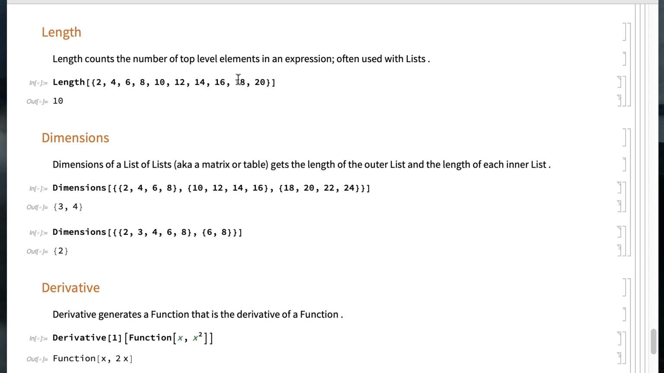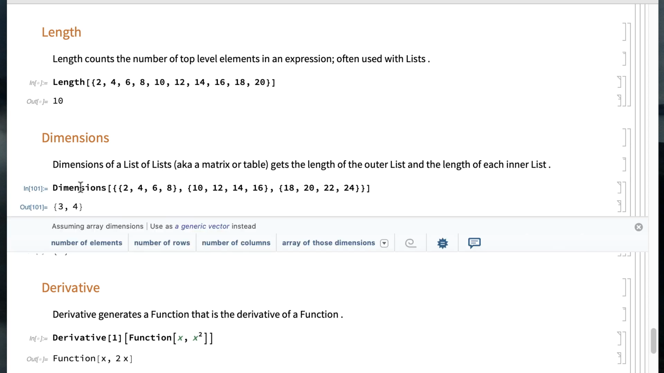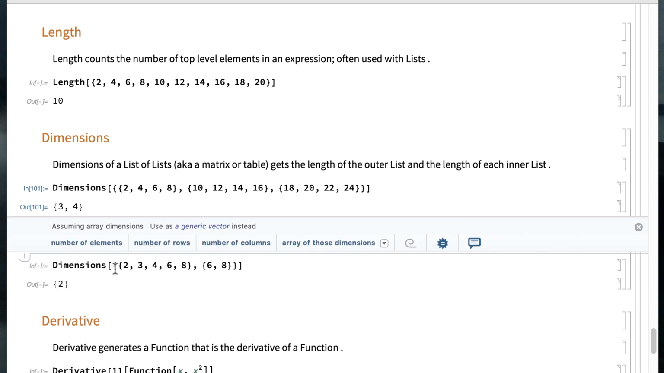So it happens that there are 10 little elements here, and so the length of it is 10. Dimensions is when usually you would use it for a multi-level object. Here I've got, what is this? It's a 3 by 4 kind of matrix-like thingy. And so if I say, hey, what are the dimensions of that? It's 3 by 4.